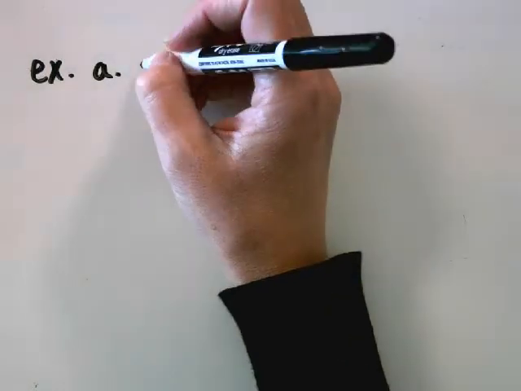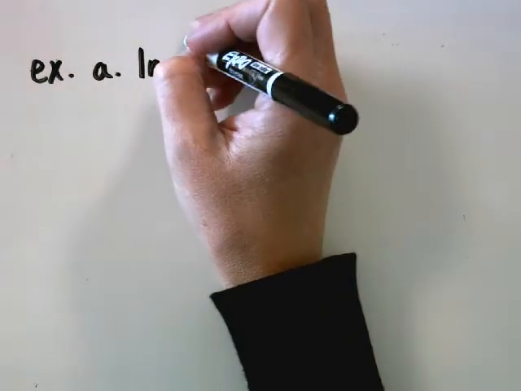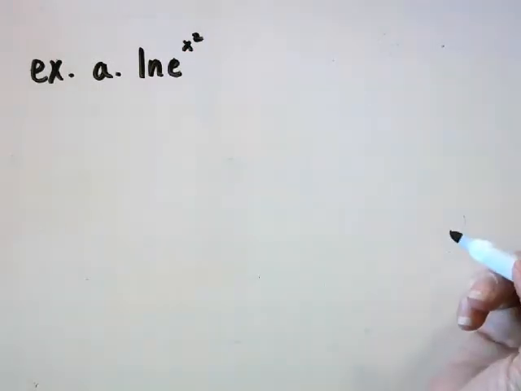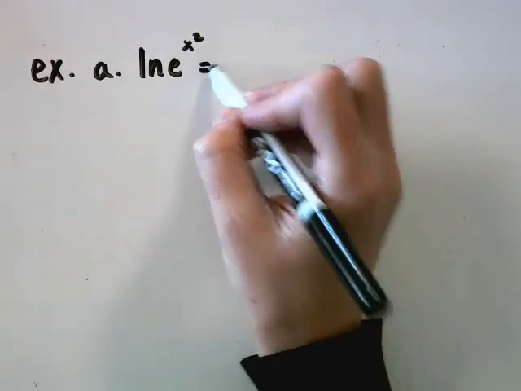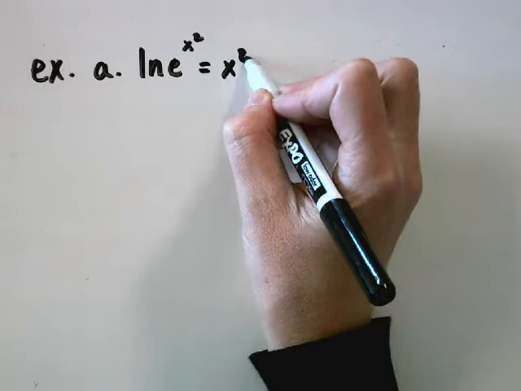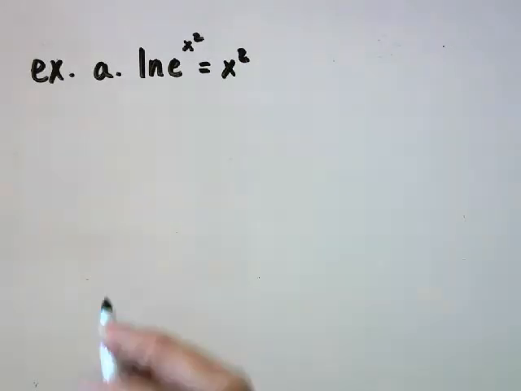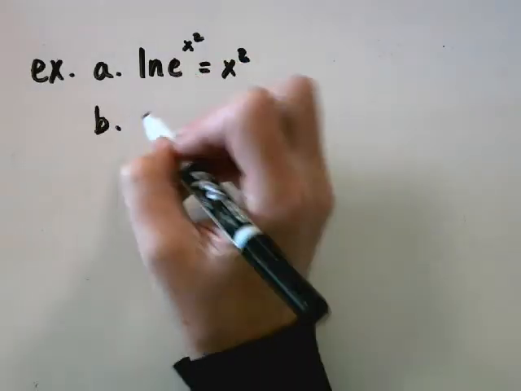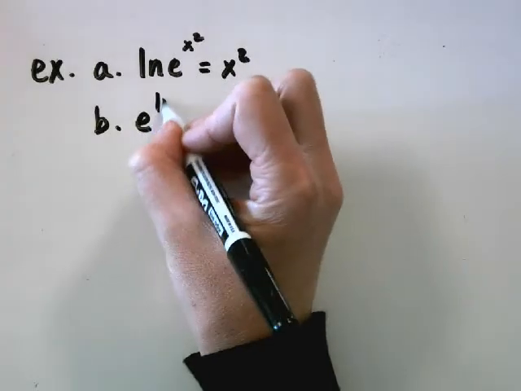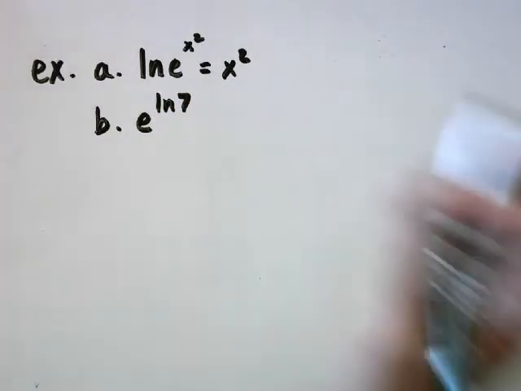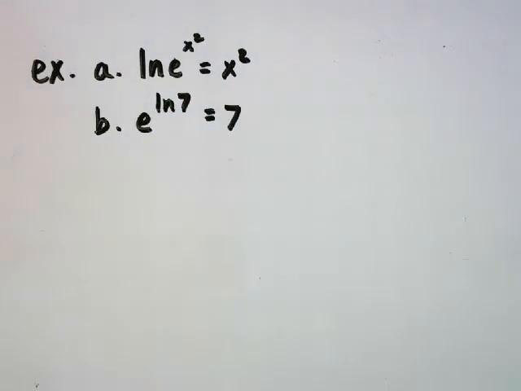So if I had natural log of e to the x squared, that's going to just simplify to x squared. If I had e to the natural log of 7, this is just going to be 7.